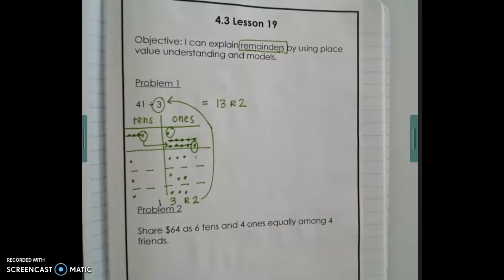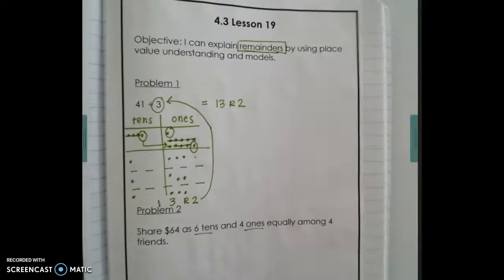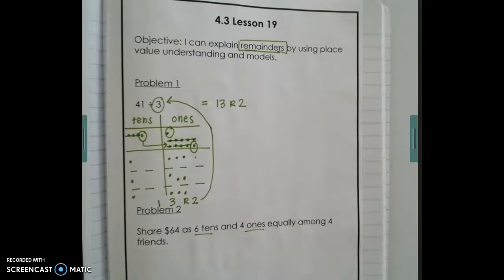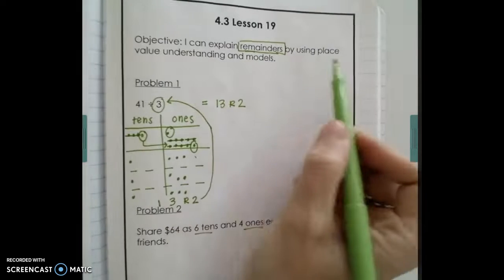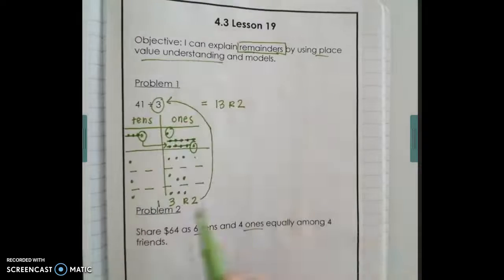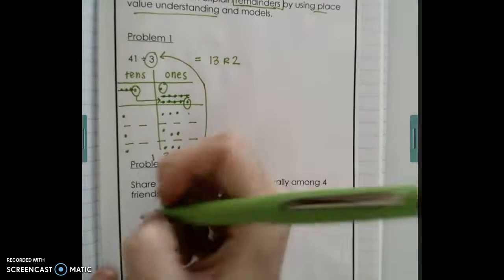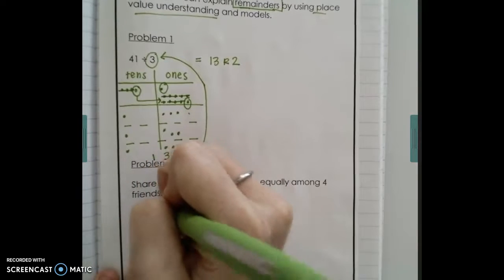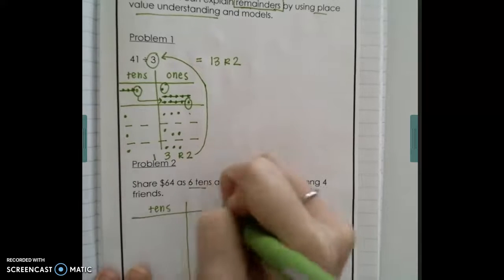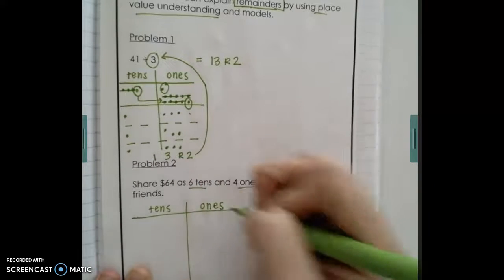All right, let's look at this as a word problem, because that's what we're going to be doing tomorrow in class. So it says, we're going to pretend we have $64, which is 6 tens and 4 ones, and we're going to share them equally among our 4 friends. Okay? So first thing I'm going to do is, remember we're trying to use place value understanding, so we're going to draw a place value chart. So for 64, I'm going to draw just tens and my ones place.